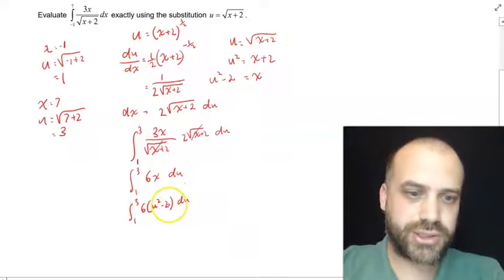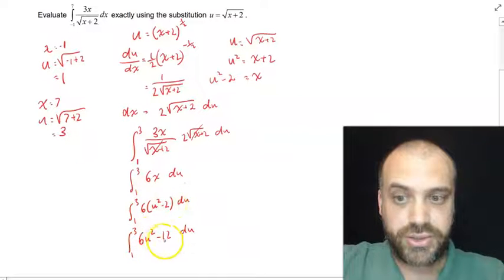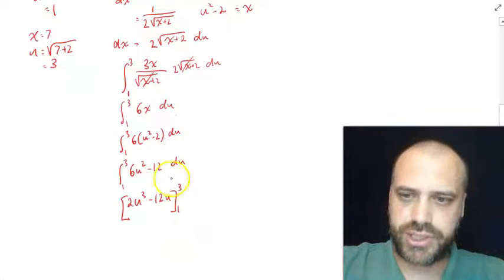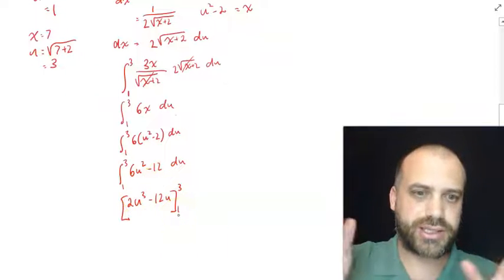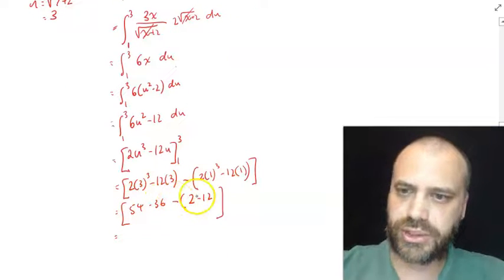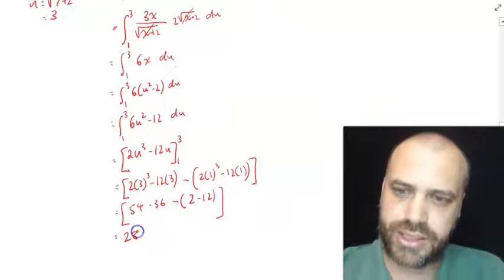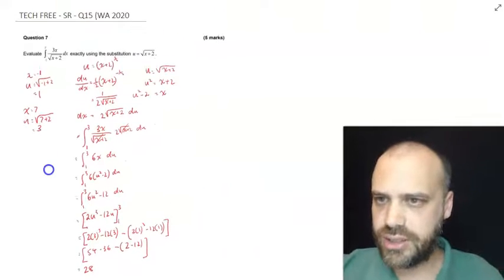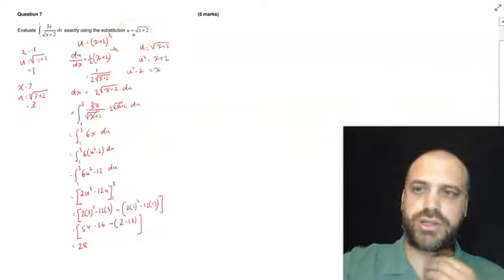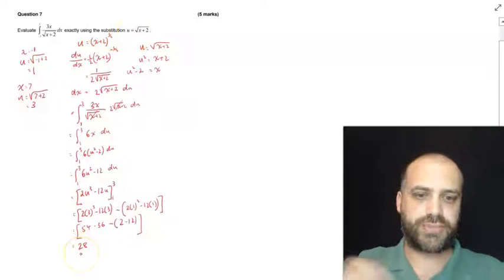Now expanding, that's no big deal, and integrating, that's no big deal. And we're firmly in methods territory now. We're just going to sub 3 in there and sub 1 in there, subtract one from the other. Alright, subbed it in, got some numbers. When we do the calculation there, we'll get 28. I think we are done. Evaluate this using the substitution. Alright, our final answer, 28.